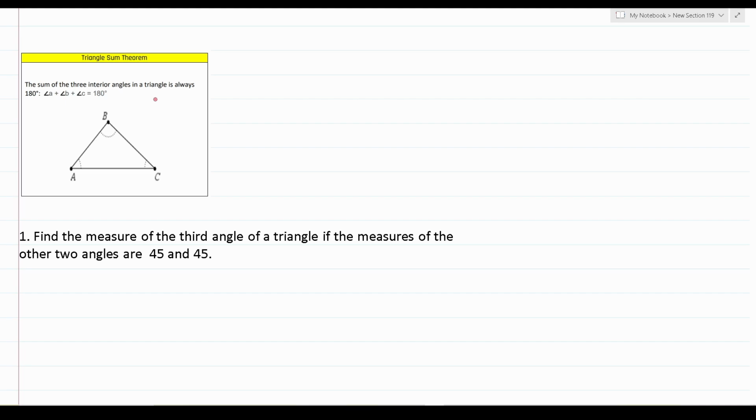And as you can see, it says this: the sum of the three interior angles in a triangle is always 180 degrees. Specifically, the measure of angle A plus the measure of angle B plus the measure of angle C in a triangle is always going to equal 180 degrees.